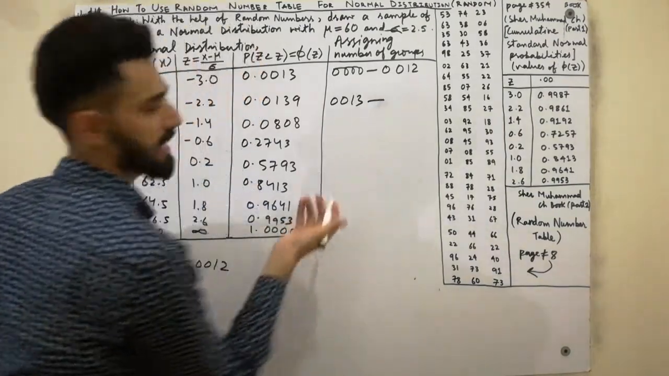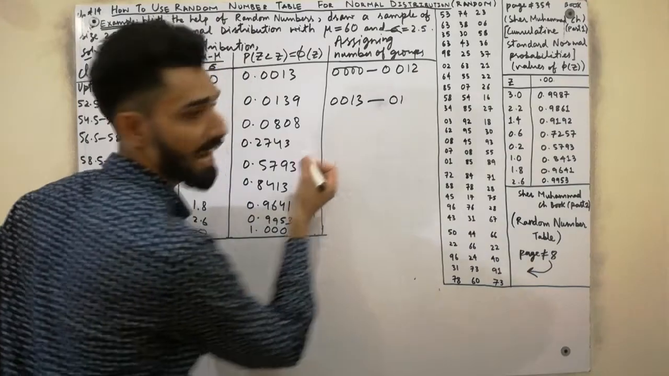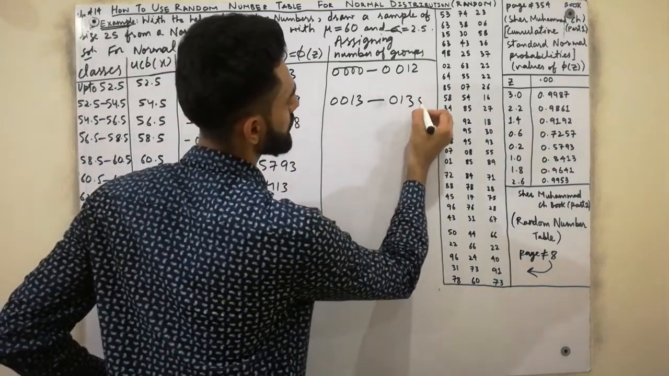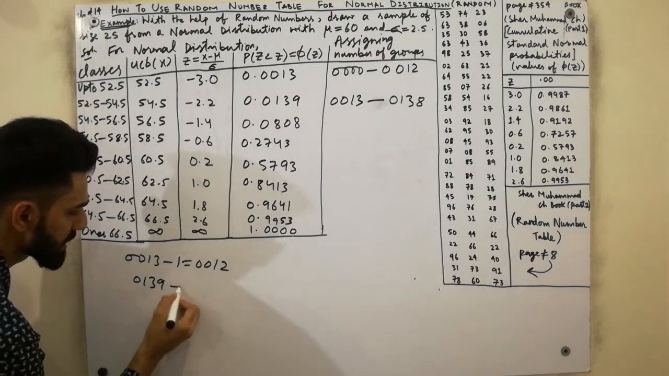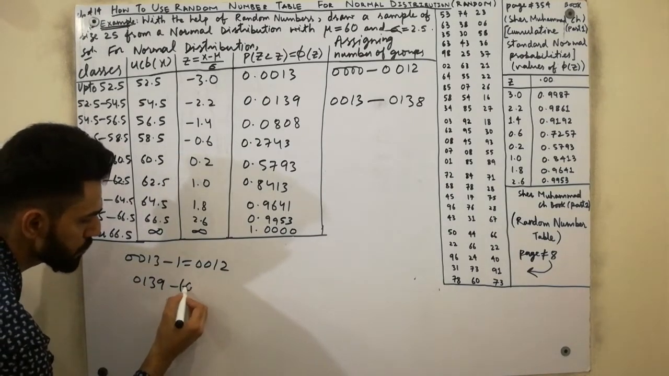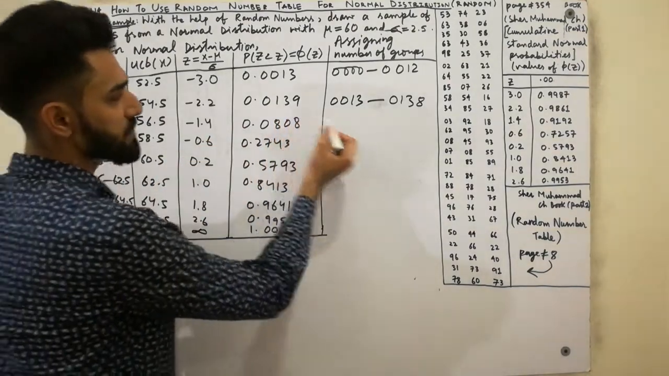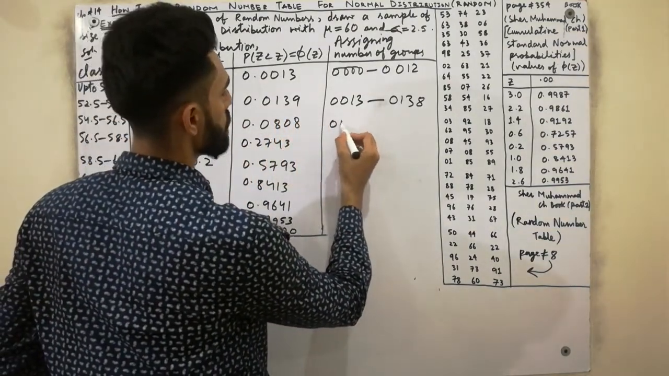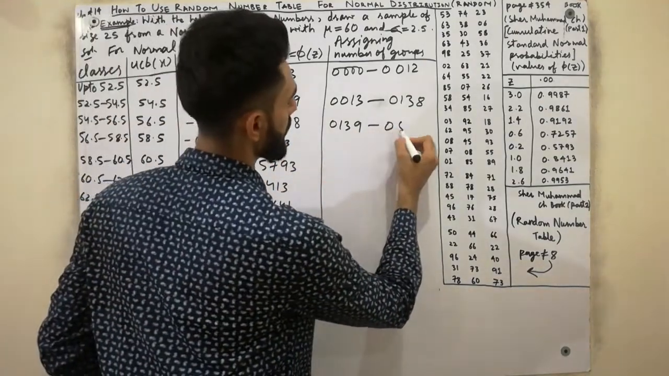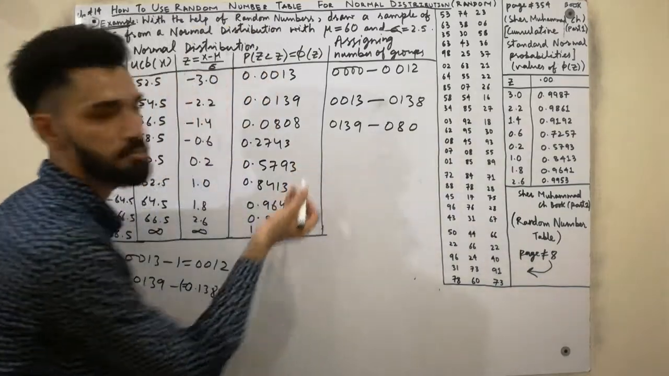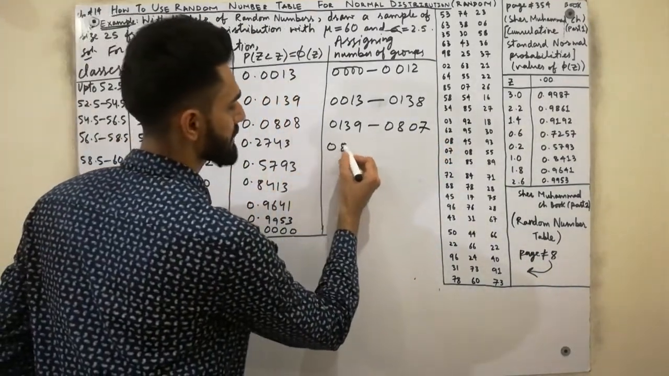Next, that's very simple. 0139 minus 1 will be 0138. Next, the same value here, 0139. Next, 0808 minus 1 will be 0807. Next, 0808 will be the same here.